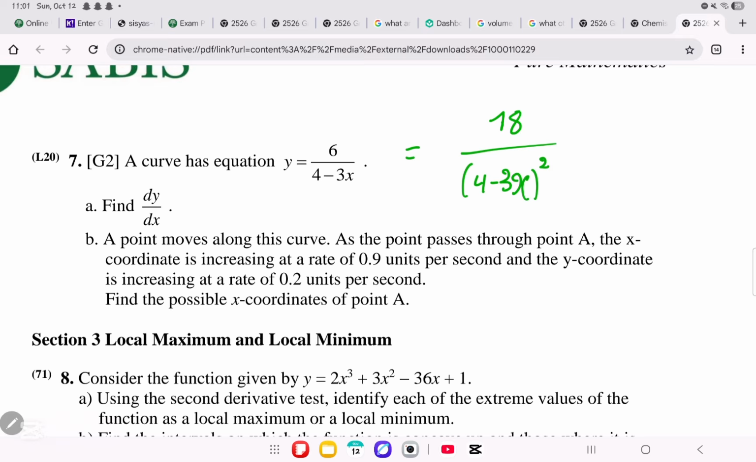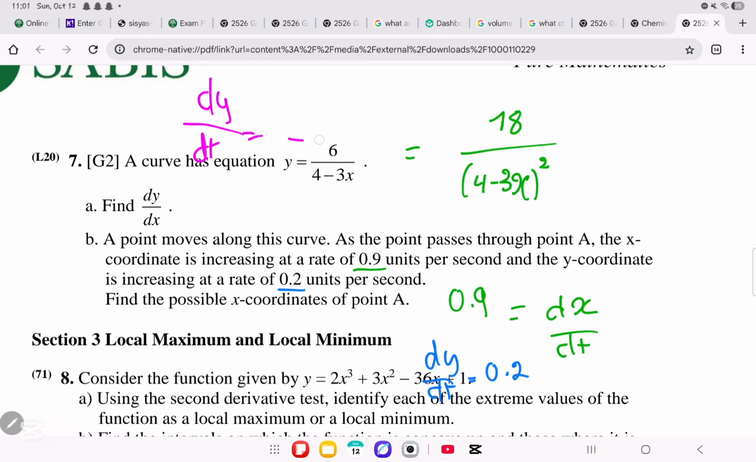Now, a point is moving along this curve. As the point passes through point A, the x coordinate is increasing at a rate of 0.9 units per second, so that 0.9 is equal to dx over dt, okay? And then the y coordinate is increasing at 0.2 units per second. That means dy over dt is 0.2. What does that mean? So now, what equation can we make out of this? We know that dy over dt is equal to dx over dt times dy over dx. How do I change dx over dt into dy over dt? Very simply, I multiply it by dy over dx.